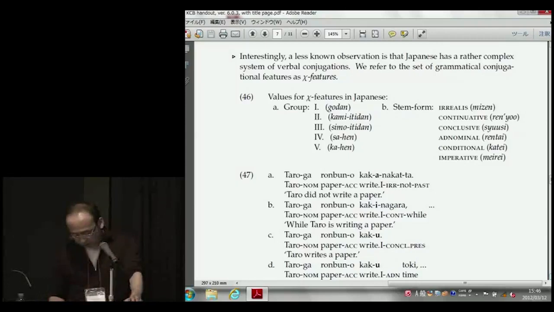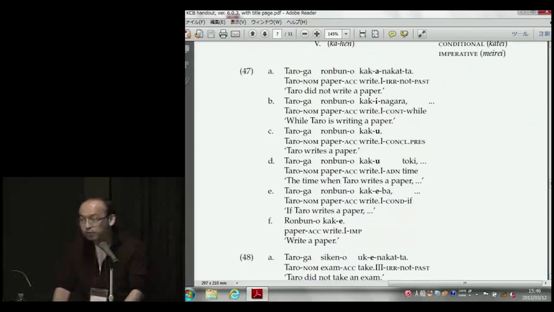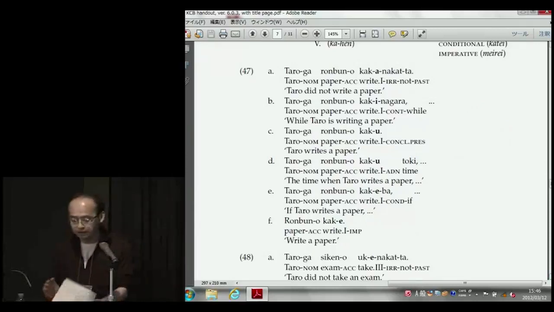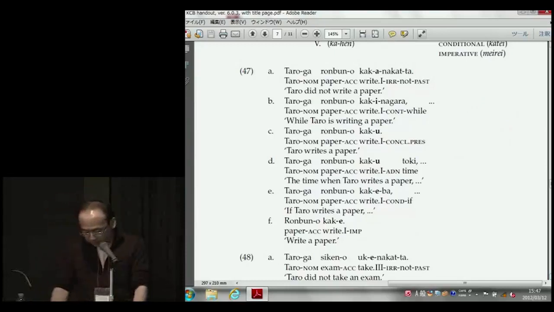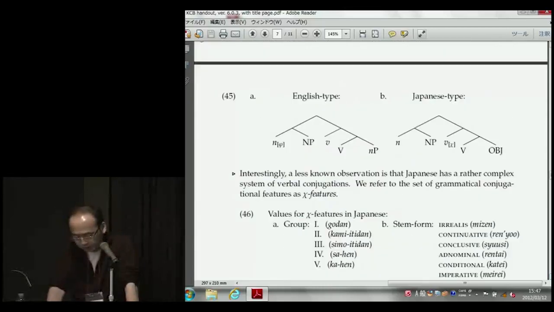Okay. And 47 and 48 show the group 1 and group 3 paradigms of verbal conjugation. Clearly, the verbal form changes according to the CT suffix attached to it. Well, building on this observation, we propose that it is kai features that fulfill the function of encoding the asymmetric structure semantics for structures like 45B in Japanese.